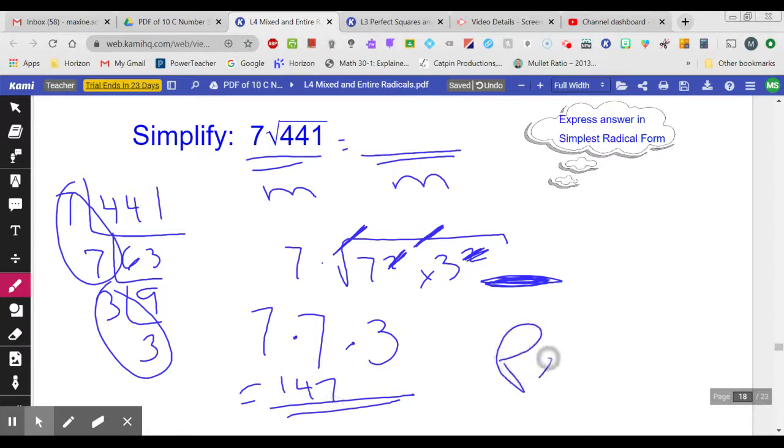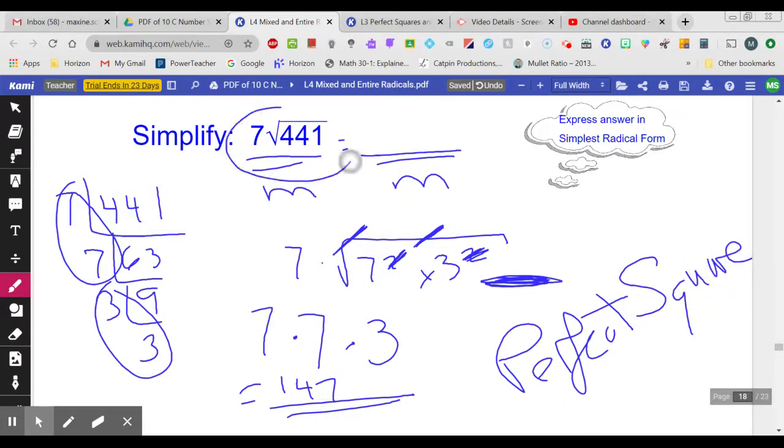Because you weren't left with anything as a radicand, this was again a perfect square. So the square root of 441 is exactly 147. Just like if you had 10 fifths, 10 fifths is exactly 2. That's what that fraction would simplify down to. So radicals can simplify down to integers just like fractions can. Okay?